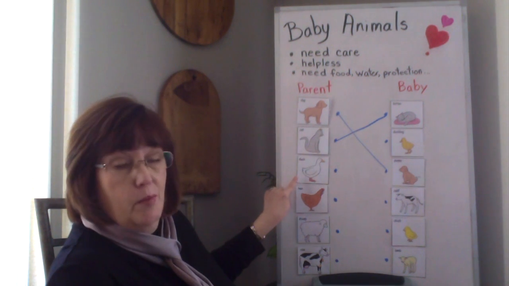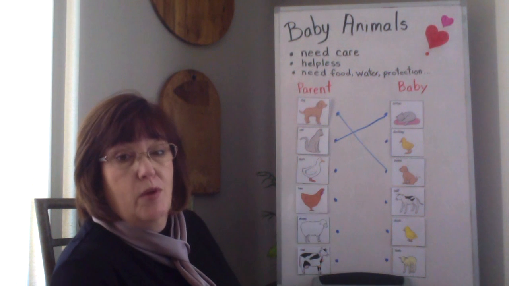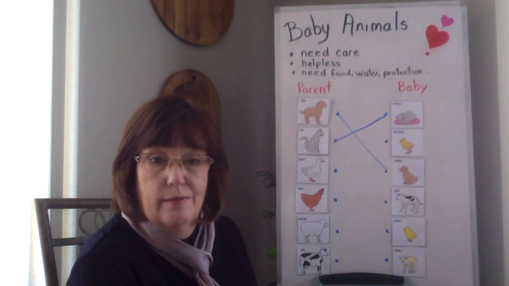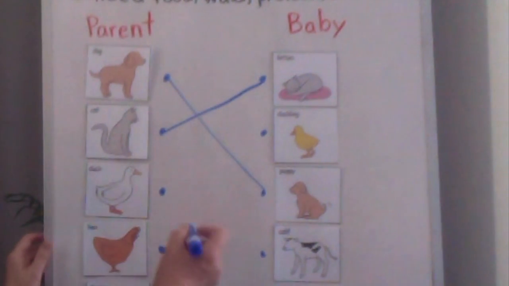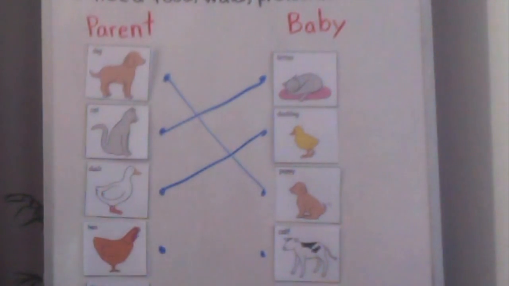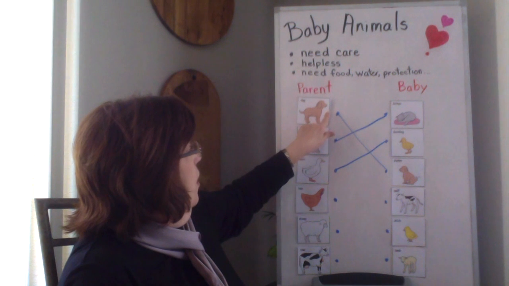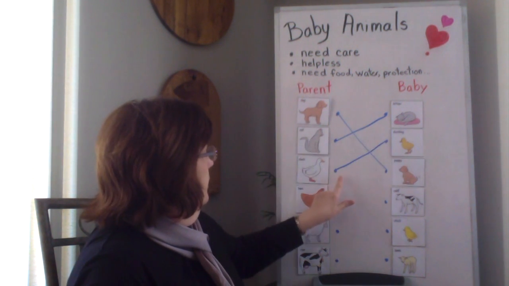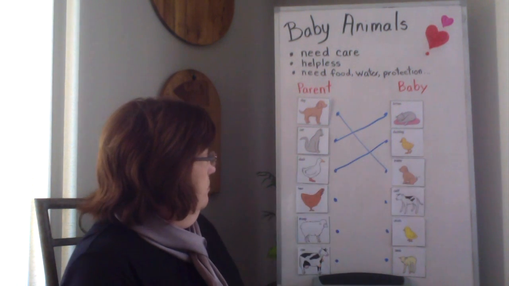Our next animal is a duck. And what does a duck have? A duck has a duckling. And here's the duck, and here's the duckling. So look at that, we matched up three animals with their parents. The dog to the puppy, the cat to the kitten, and the duck to the duckling.